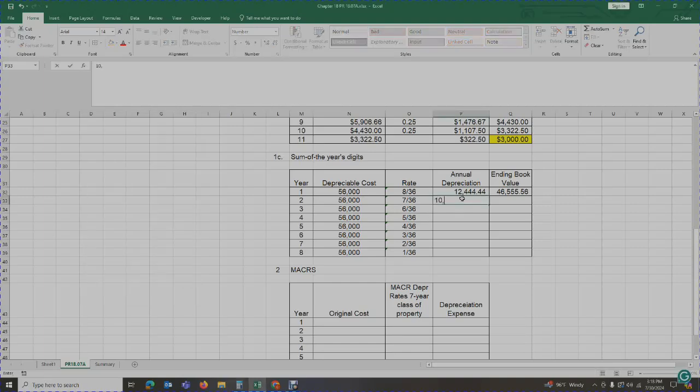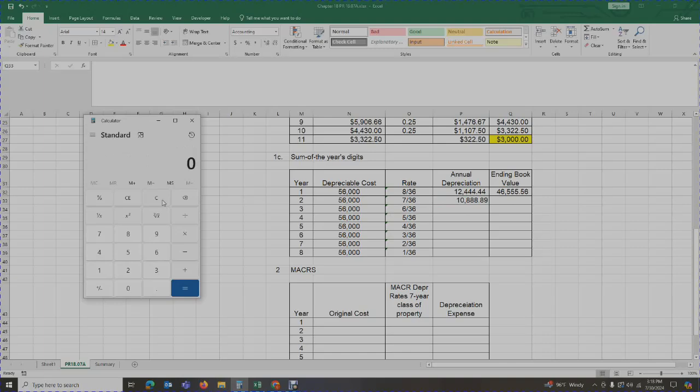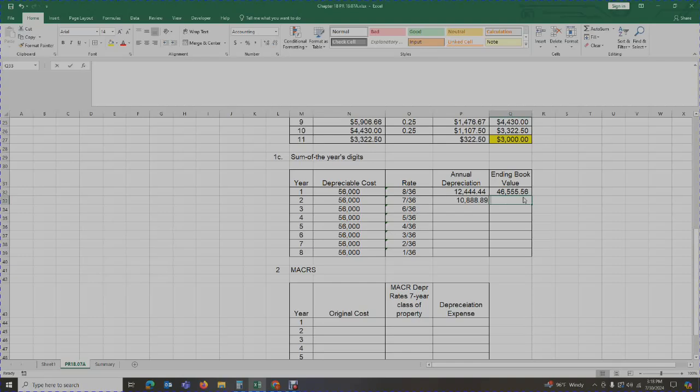Okay, 10,888.89. Now we're going to get the ending book value of 46,555.56 minus year 2 depreciation of 10,888.89, and that will give me an ending book value of 35,666.67.